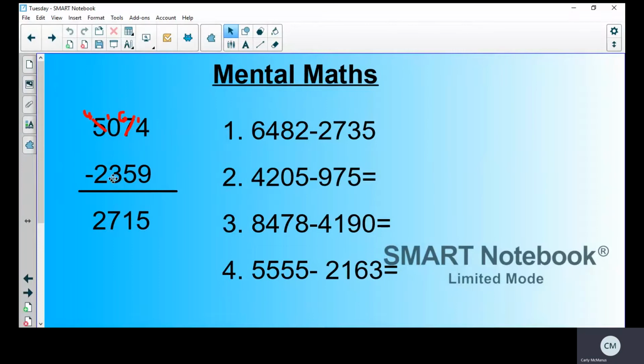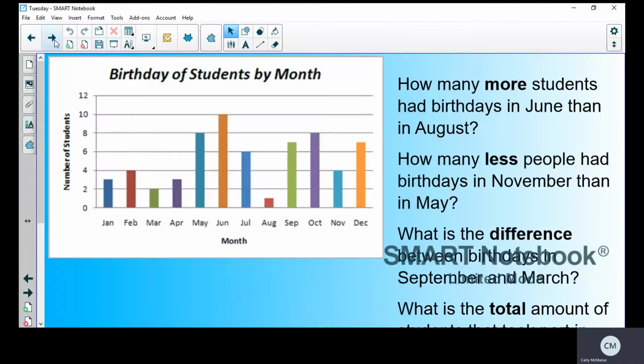I can't do 0 take away 3, so I exchange from the thousands, and that becomes 4, and I carry that into the hundreds. Now 10 take away 3 is 7, and 4 take away 2 is 2. I know you know how to do these, but I just quickly went through that with you, so you can pause the video and do these four sums on a piece of paper. Okay, when you've done that, we'll go on with today's lesson.